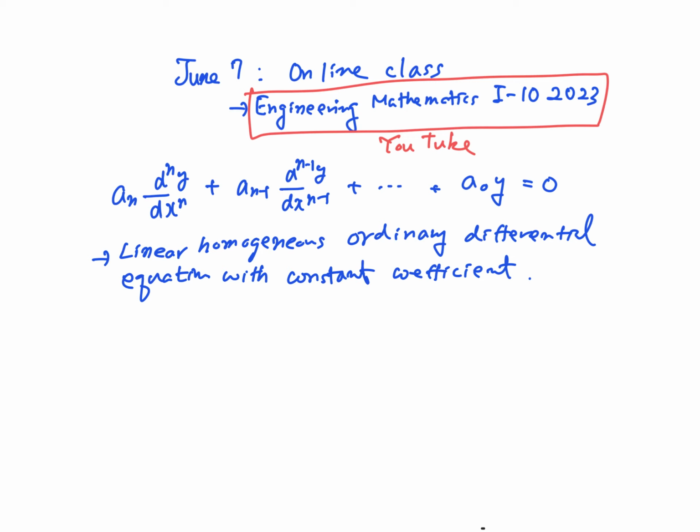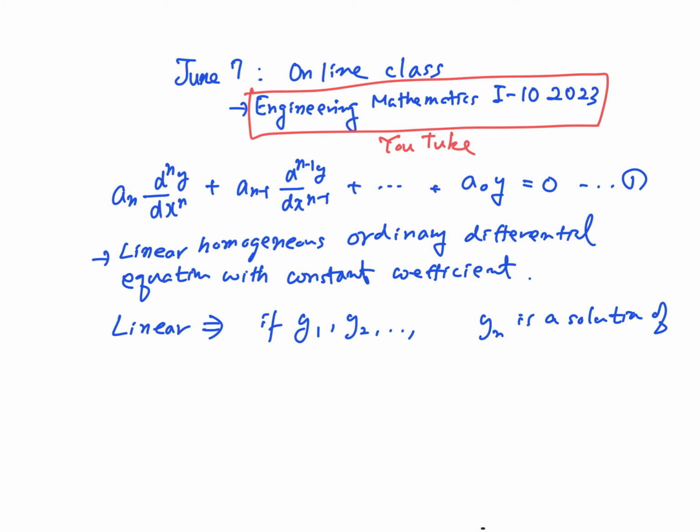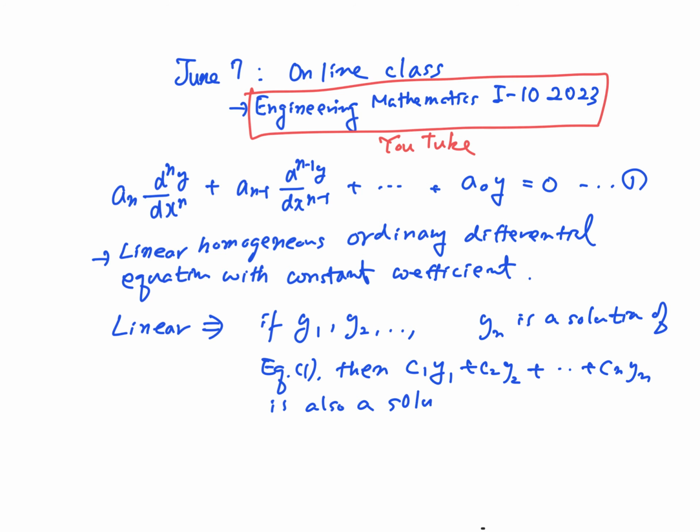Linear means if y1, y2, ... yn is the solution of equation 1, then c1y1 + c2y2 + ... + cnyn is also a solution. That's what linear means, linearity.